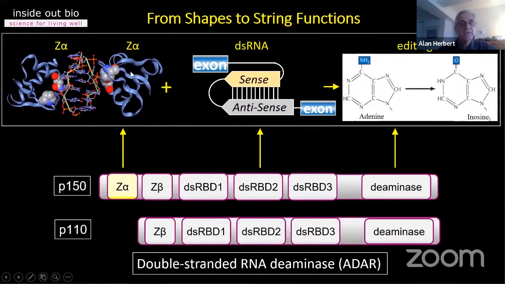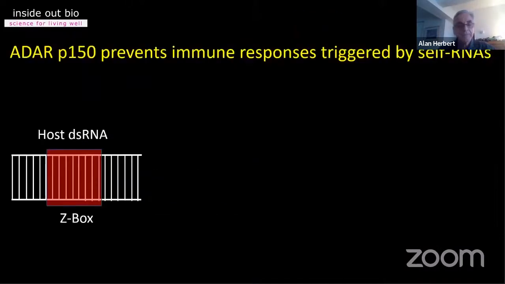So you have the Z alpha that binds to zDNA, which localizes the enzyme. You have the double-stranded RNA binding domains that bind to fold-back structures in RNA that form the double-stranded RNA substrate. And then you have the string operation where you have the editing of adenosine to inosine to produce a change in the base at that location. So it's a nice example of where you can use shape and sequence, and you can use shape functions and string functions to produce an outcome.